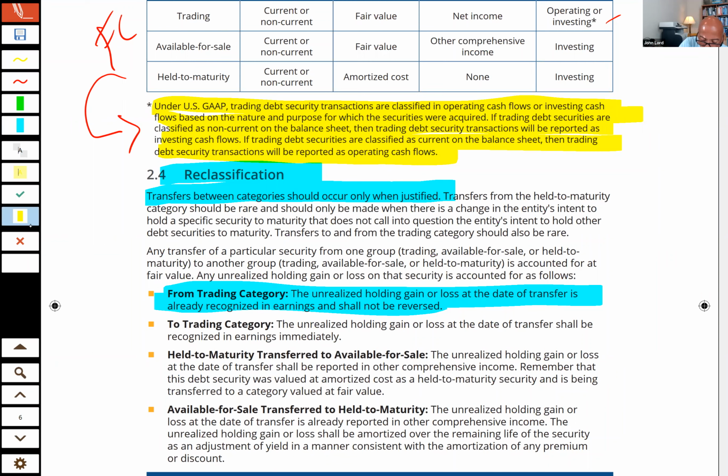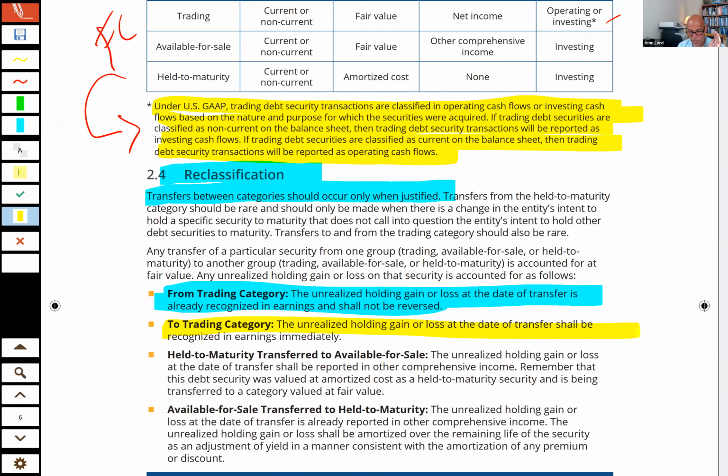If it goes to trading, so let's say it comes out of available for sale and goes into trading, well, then what's going to happen? Any losses shall be recognized in earnings immediately. So once you go out of any category to trading, think about it. Unrealized holding gains and losses maybe are contained in other comprehensive income.